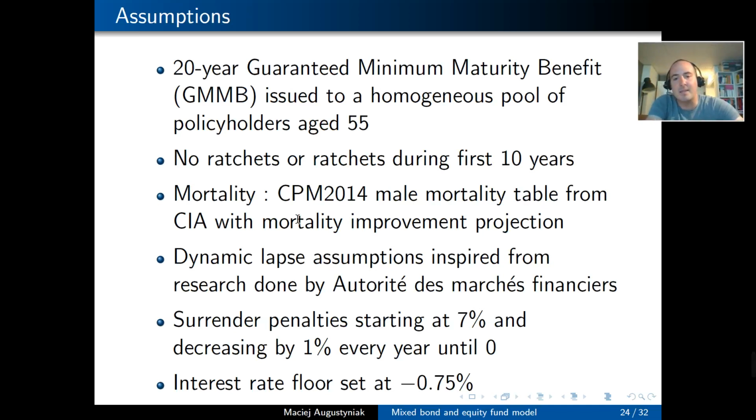We've included dynamic lapses in our study, inspired from research done by the Autorité des marchés financiers, which is the regulator of insurers in the province of Quebec here in Canada. We've included also surrender penalties starting at 7% the first year and decreasing every year until they reach zero. And finally, we've included an interest rate floor at minus 0.75% because we know that in the Vasicek model, interest rates are not bounded below. So we've applied a lower bound to the short rate in our study.